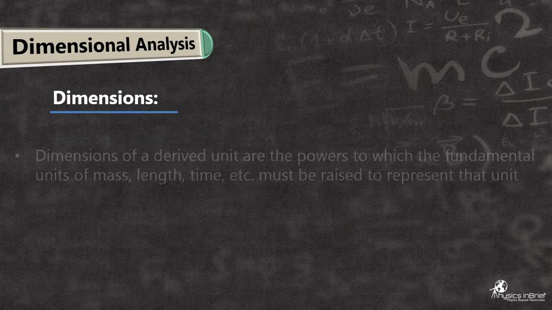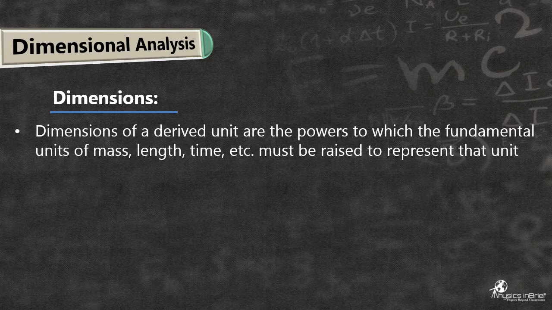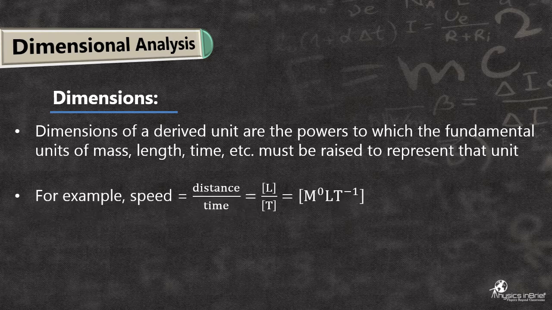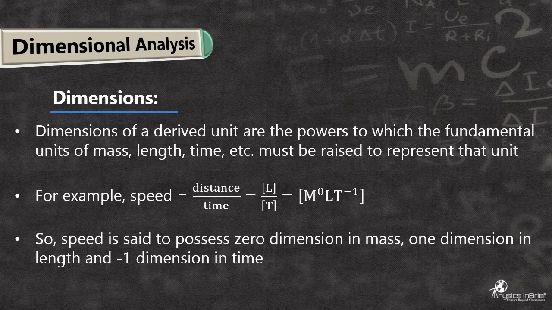Dimensions. Dimensions of a derived unit are the powers to which the fundamental units of mass, length, time must be raised to represent that unit. For example, speed is equal to distance by time. That is, it has dimensions of length per unit time. So, speed is said to possess 0 dimension in mass, 1 dimension in length and -1 dimension in time.